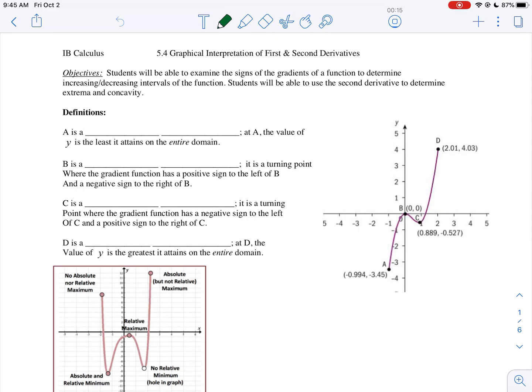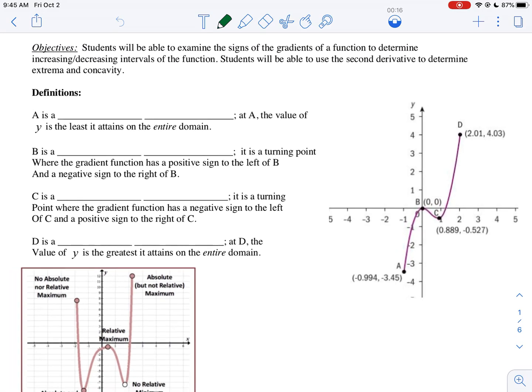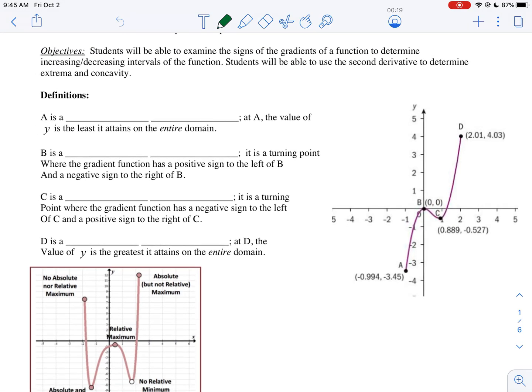Okay, so I want you to look at this graph here to the right, and I would like you to look at point A. A is referred to as a global minimum. And global means if you looked at the entire graph, global is the overall.